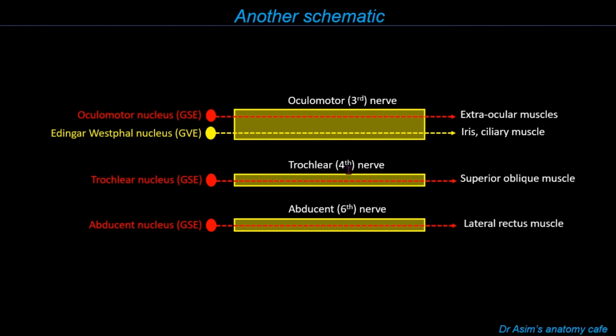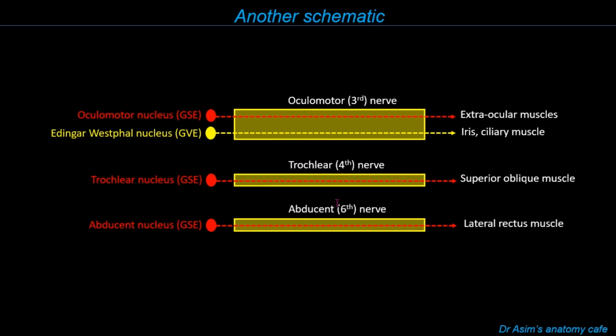Then we've got the trochlear nerve over here. In the trochlear nerve, you can see that it has only one type of neurons running through it. Those are the general somatic efferent neurons coming from the general somatic efferent nucleus, which in this case is the trochlear nucleus. These general somatic efferent neurons running through the trochlear nerve eventually reach the orbital cavity to innervate only one muscle, which is the superior oblique muscle, which, we all know by now, is an extraocular muscle.